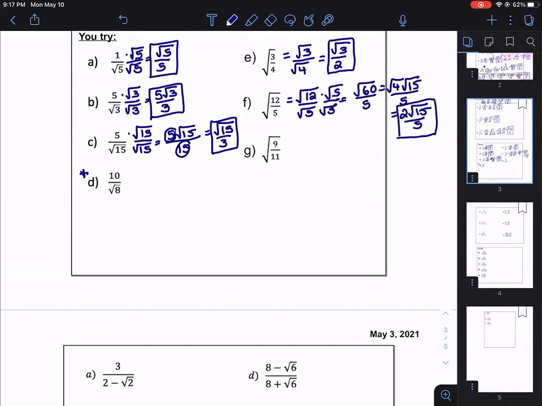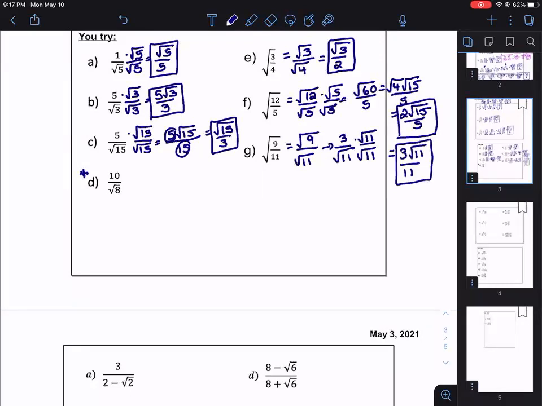And again, if you went a different route, as long as you get the same answer, you're in good shape there. And then lastly, we have radical 9 over radical 11. So this is what I'm talking about. This can be 3 over radical 11. You can make it a radical 99 and then simplify, and you're going to get 3 radical 11 over 11.